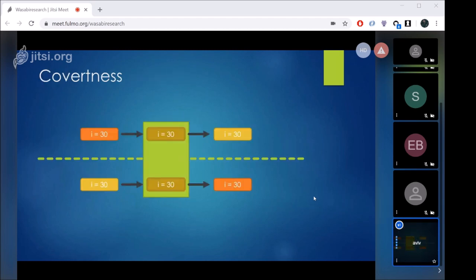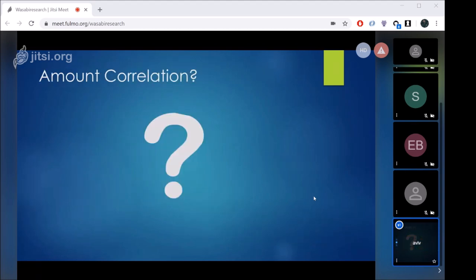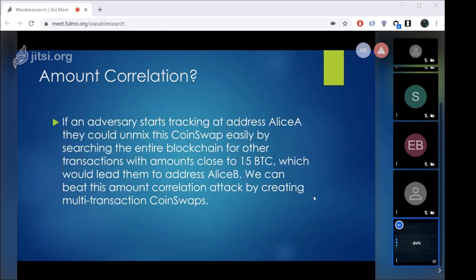So he solved this with a two-party ECDSA. The second thing we have to ask is, well, how are we going to avoid amount correlation? Because the problem you have is that if an adversary starts tracking an address of Alice at point A, they could unmix the coin swap easily by searching the entire blockchain for other transactions with amounts close to the amount that Alice is using. If it's 15 Bitcoin, then that forensics company is simply going to watch for other addresses that are doing transactions with exactly 15 Bitcoin, which would lead them to address Alice B.